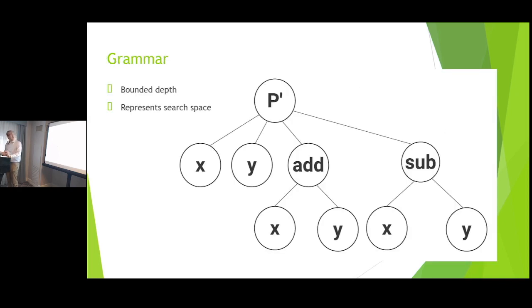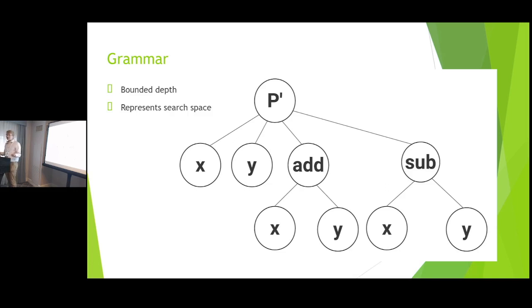So next we have the grammar. This is the search space of the target programs. This is what we're going to be generating programs according to. And here we just have a sample graphic of what such a search space would look like. This is obviously very simplified.